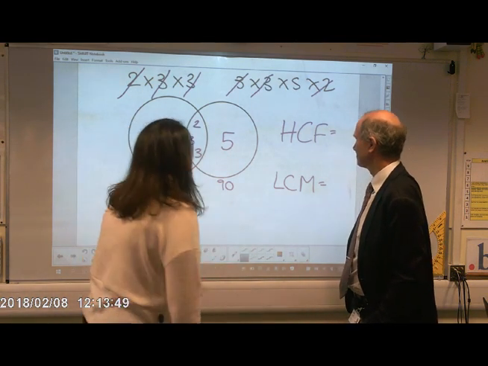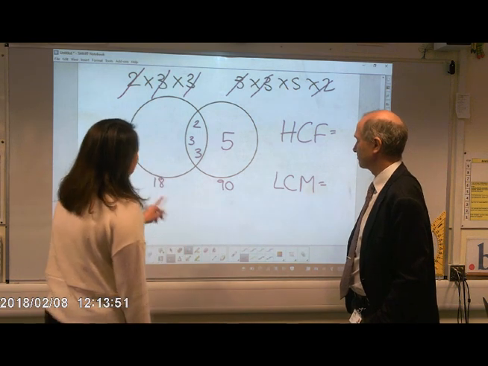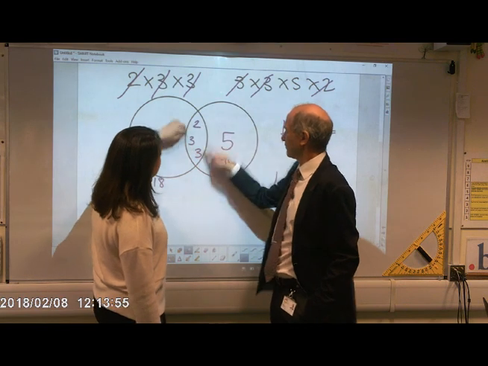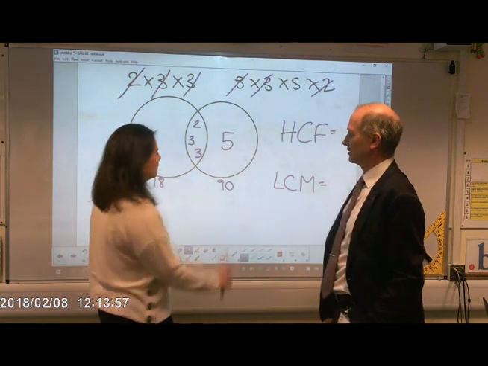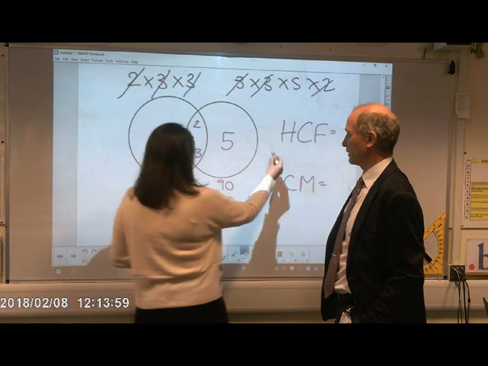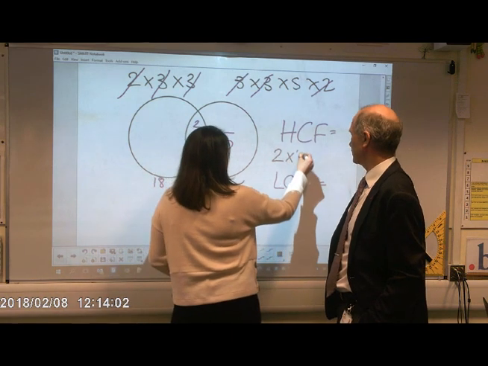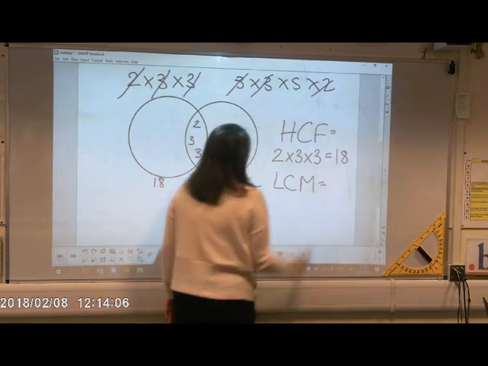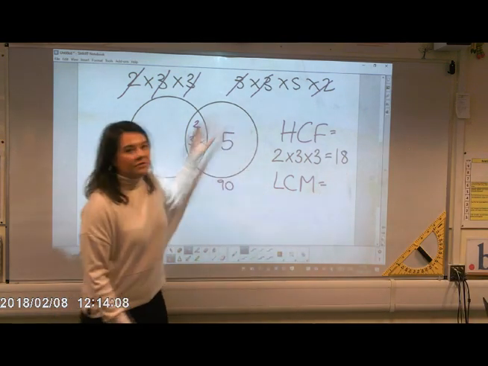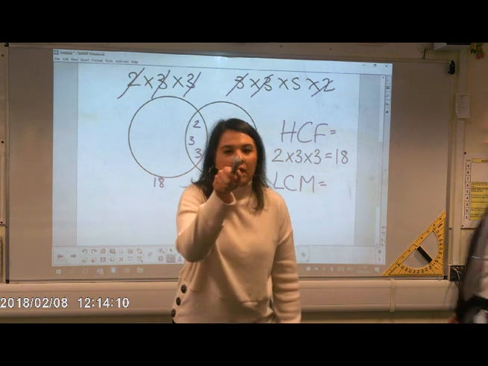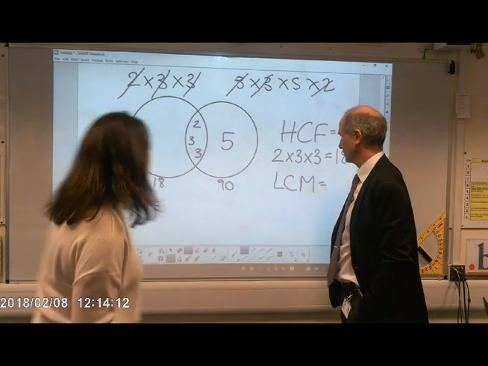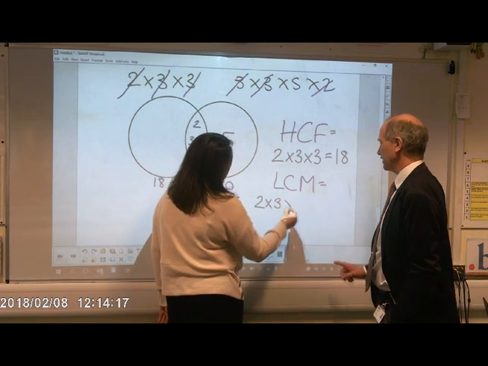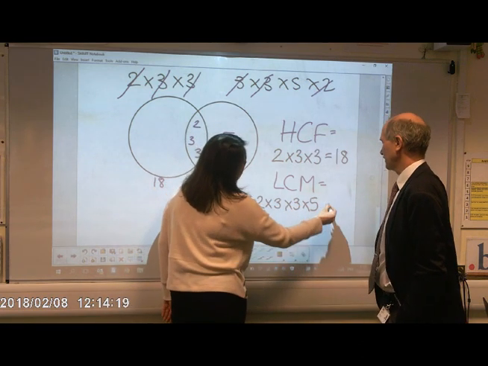So, highest common factor is the numbers in the middle bit multiplied together. What do we call the middle bit? The crossover bit, isn't it? It's the crossover in a Venn diagram. 2 times 3 times 3, which is 18. Lowest common multiple is all of the numbers multiplied together, like you did on your first question on paper 1. So it's 2 times 3 times 3 times 5, which is 90.